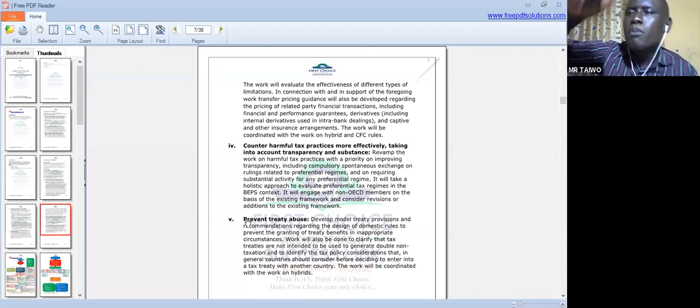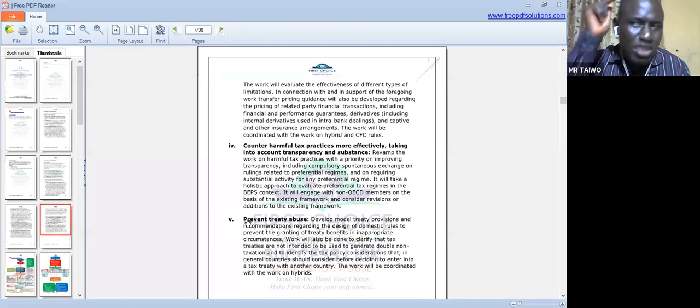The next one is prevent treaty abuse. When they say prevent treaty abuse, I told you the other time, it is one of the techniques of carrying out base erosion and profit shifting. Sometimes these multinationals abuse the treaty, the laws in the two countries. They know that there is a breakdown of communication between the two countries as far as the treatment of certain items. They will pick on that item to take advantage in the two countries for the purpose of not wanting to pay tax. That is what they mean by prevent treaty abuse.